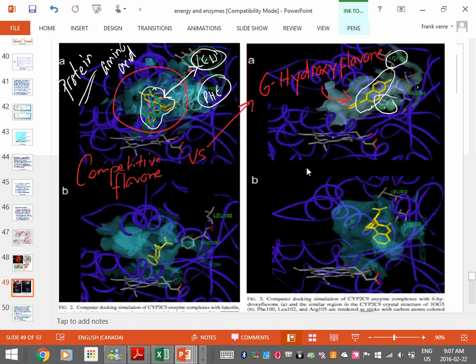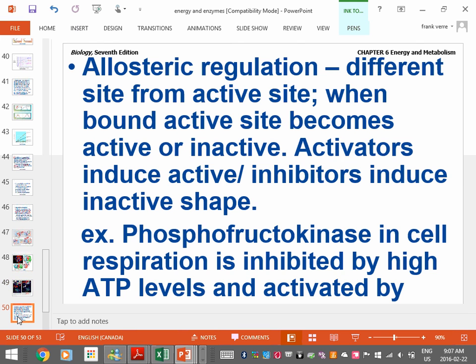It's not. So this actually would be an example of non-competitive. Okay? So remember, the big idea is, if it sits in the same spot as the active site, what is it? It's competitive. If it sits somewhere else, non-competitive. Okay. Now, I'm going to show you something that may look like non-competitive, but it's not.